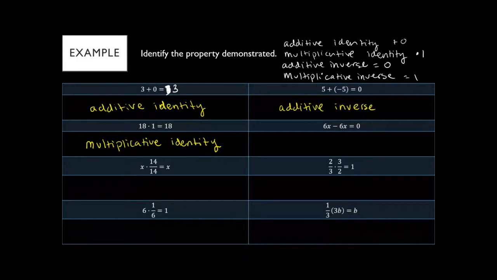All right, now the next one is a tricky one. I just want to see what you go with that. We have 6x minus 6x.